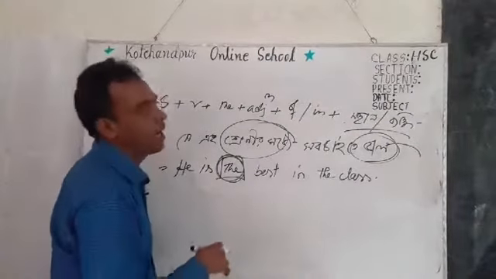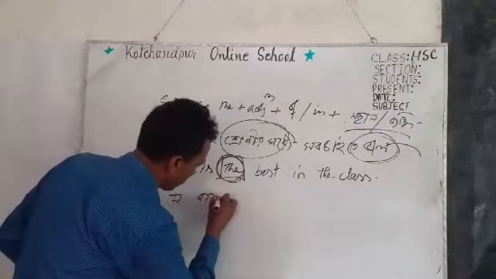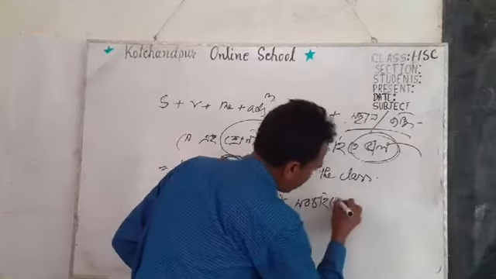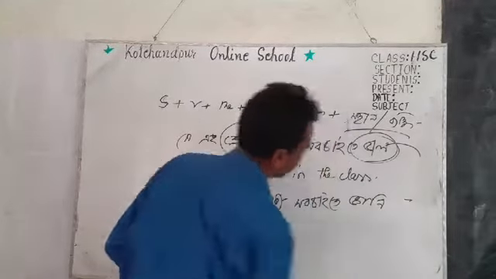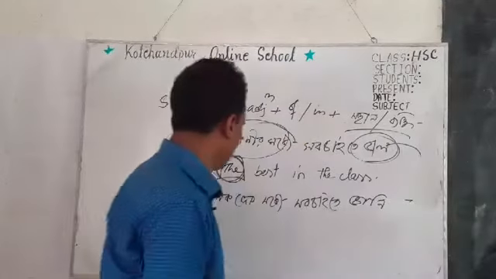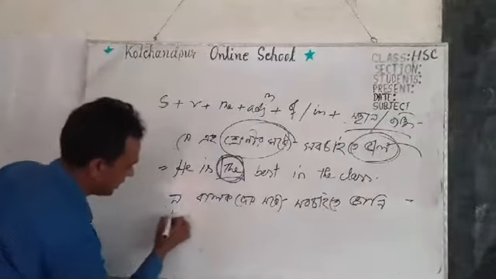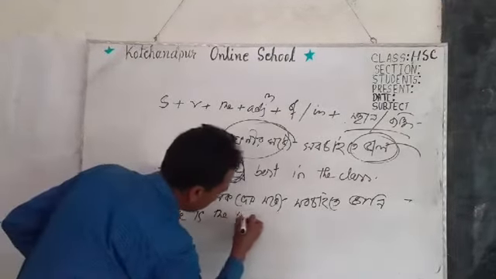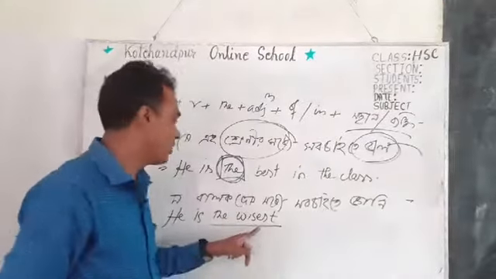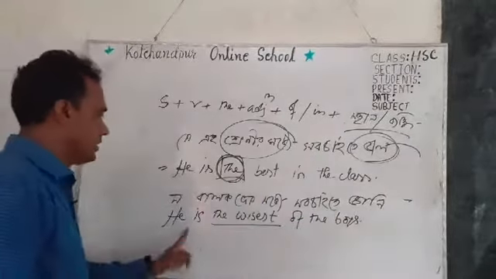If we give an example of a person: সে বালকদের মধ্যে সবচাইতে জ্ঞানী. Here, it is common just for a person, not a place. Subject is he, verb is the wisest. Wise means জ্ঞানী, and the superlative form of wise is wisest, of the boys. He is the wisest of the boys.